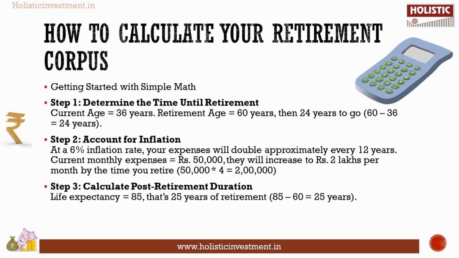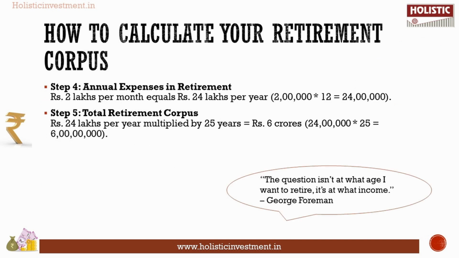Step 3. Calculate post-retirement duration. Find the difference between your life expectancy and your retirement age. If you expect to live until 85, that's 25 years of retirement. 85 minus 60, 25 years. Step 4. Annual expenses in retirement. Multiply your monthly expenses at retirement, that is rupees 2 lakhs, by 12 to get annual expenses. So rupees 2 lakh per month equals 24 lakhs per year.